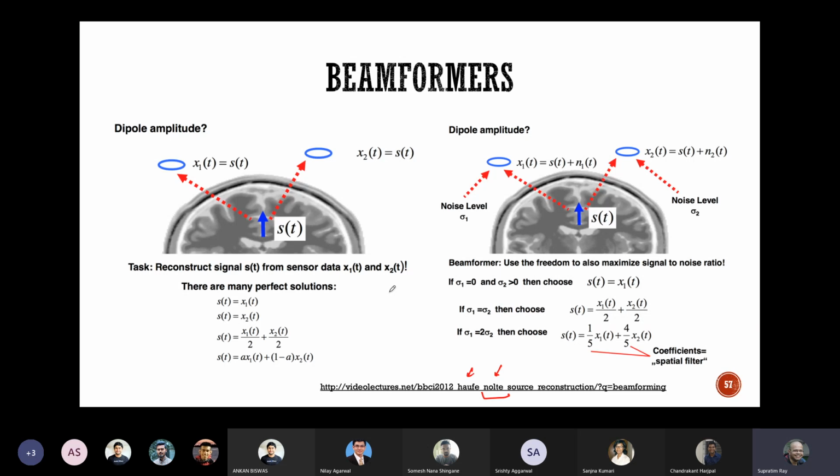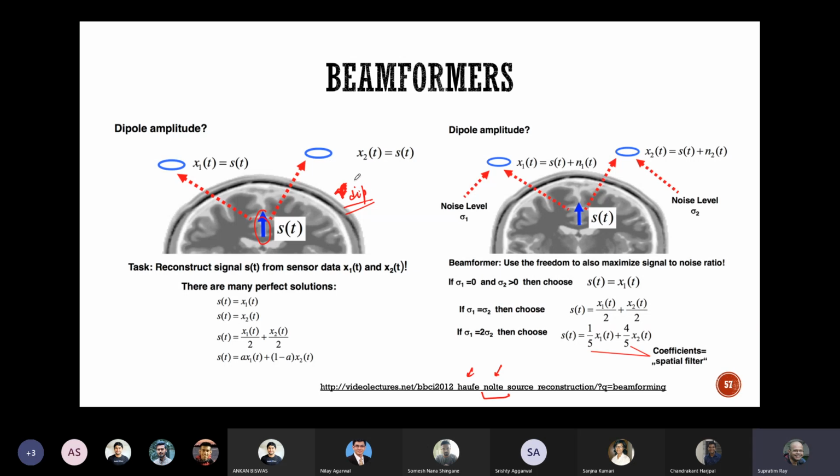So let's go through this. It's another class of solutions, beamformers. Here you are not assuming that the dipoles are all over the brain. Here instead, you say I'm going to pick a spot, some location R dipole, and I'm going to try to estimate the magnitude of the dipole here based on the sensor data. Okay, so how do I do this?